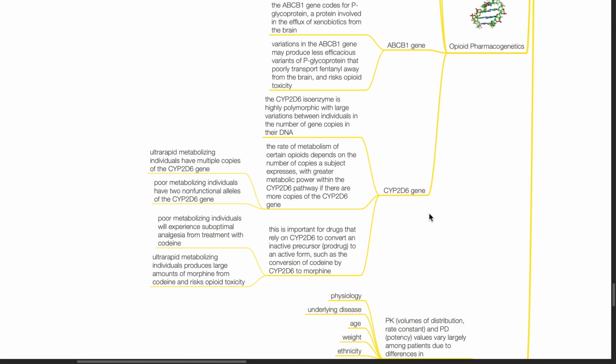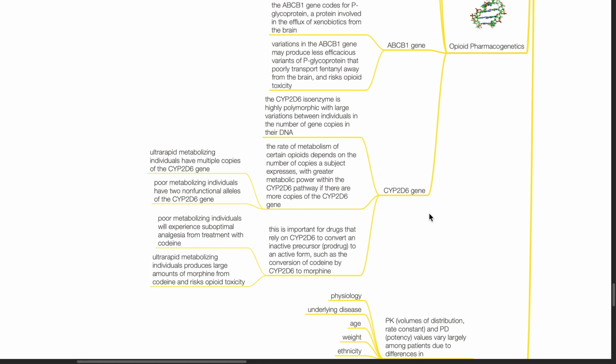CYP2D6 gene. The CYP2D6 isozyme is highly polymorphic with large variations between individuals in the number of gene copies in their DNA. The rate of metabolism of certain opioids depends on the number of copies a subject expresses, with greater metabolic power within the CYP2D6 pathway if there are more copies of the CYP2D6 gene. Ultra-rapid metabolizing individuals have multiple copies of this gene. Poor metabolizing individuals have 2 non-functional alleles of the CYP2D6 gene.